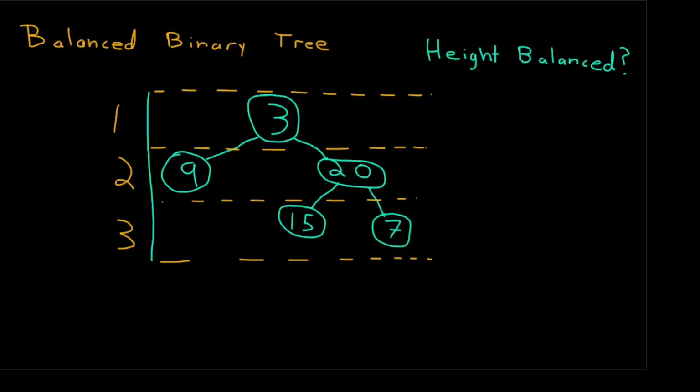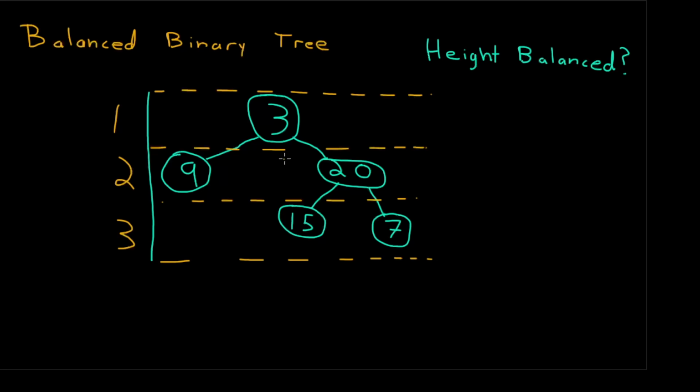So in order to solve this balanced binary tree question, we first need to know what actually is height balanced. What that means is, from the perspective of each node in the tree, the height of its left node and its right node can't differ by more than 1.